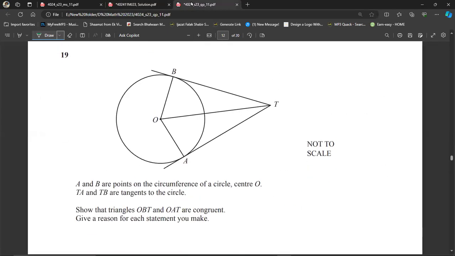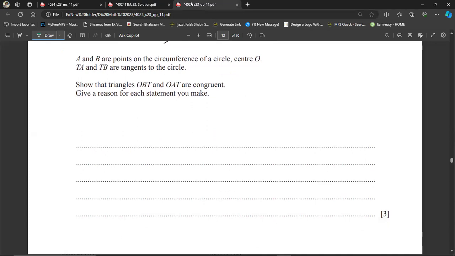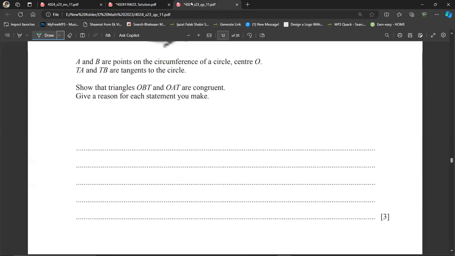Okay, so we are on question number 19. He says A and B are points on the circumference of a circle, center O. TA and TB are the tangents to the circle. Show that triangle OBT and triangle OAT are congruent. Give a reason for each statement you make. It's a 3 marks question. Okay, that's question number 19.